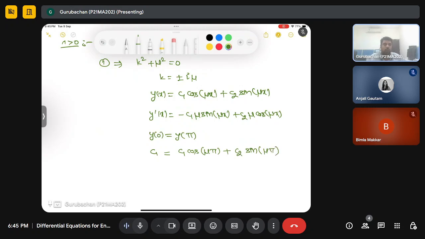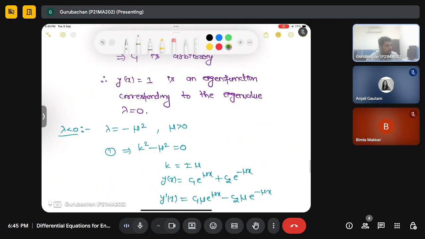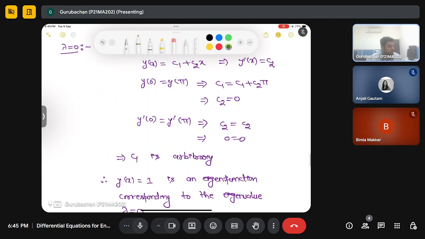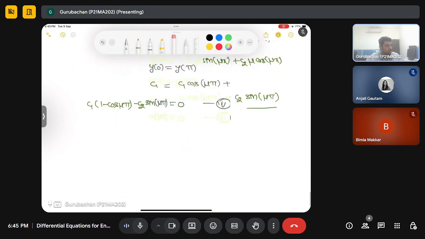Since we are not aware whether mu is an integer or non-integer, we cannot put it equal to 0. Thus, from here you will get c1 times 1 minus cos mu pi minus c2 sin mu pi equal to 0. This is your equation number 4. Since we have numbered 1, 2, 3, this will be our 4th.